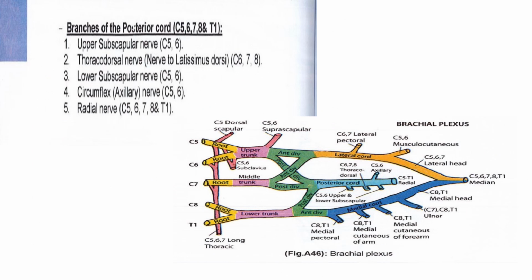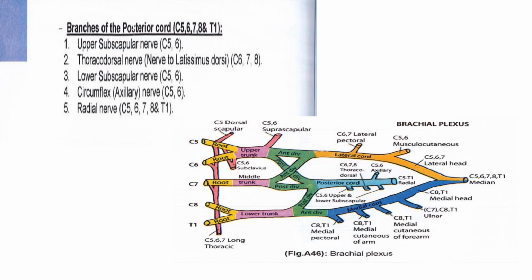Okay. So the branches of the posterior cord are C5, 6, 7, 8, and T1. To C5 and 6, the upper subscapular nerve is supplied. Then we have the thoracodorsal nerve, which supplies the latissimus dorsi muscle.